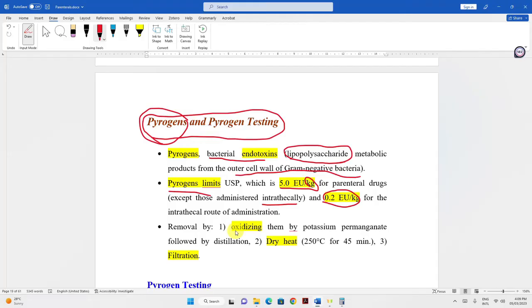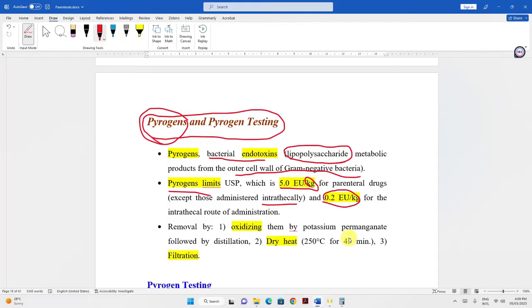Here 45 minutes, at least 30 minutes. The other way is through filtration, but not the normal filtration that we do for sterilization with 0.22 micrometer, because that will not be able to remove pyrogen. It has to be much smaller. These are the ways to remove pyrogens.